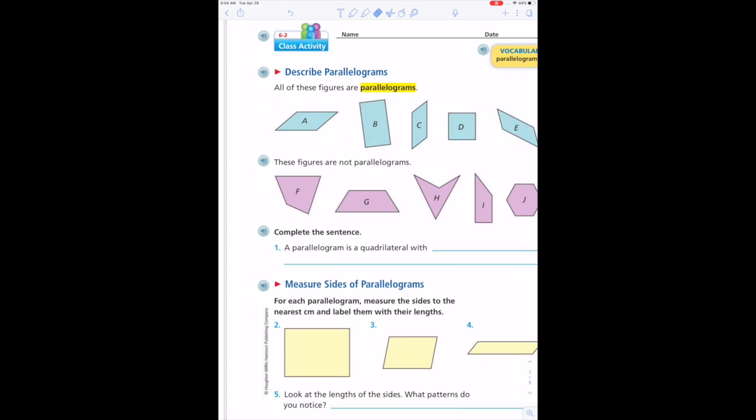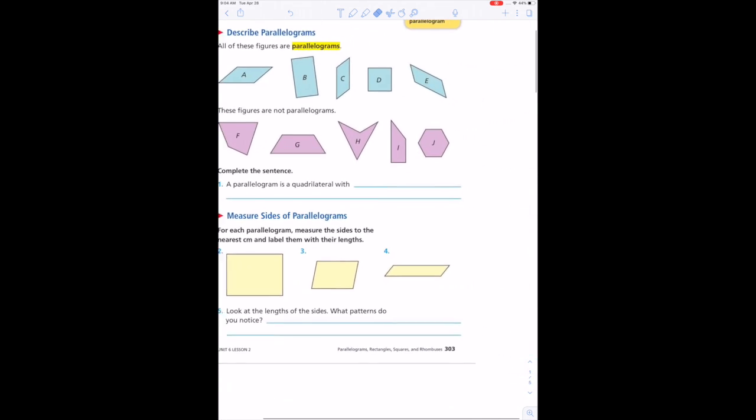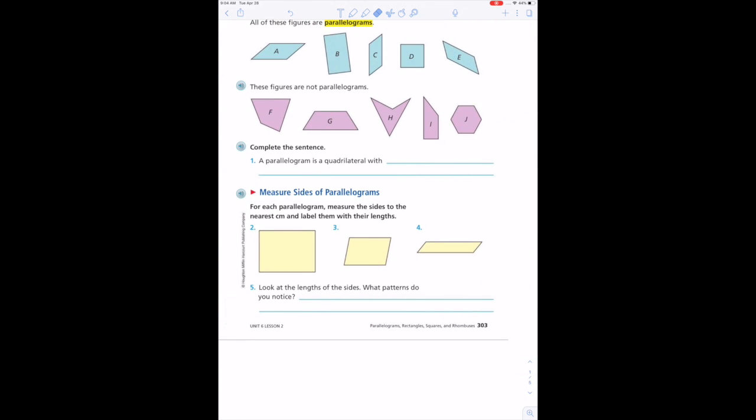But if we look at these figures in F, G, H, I, and J, we can see that these lines are not parallel because if this line continues on forever, it's going to cross this line, okay? And if we look at H, we have lines that are crossing already, right? So those are not parallelograms.